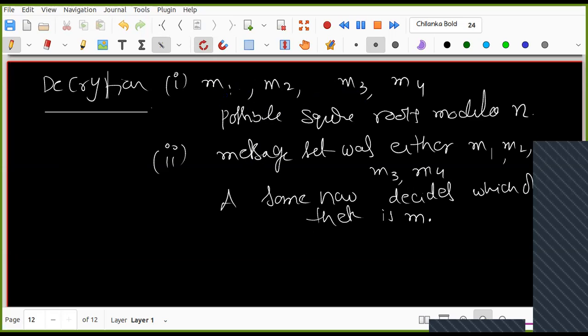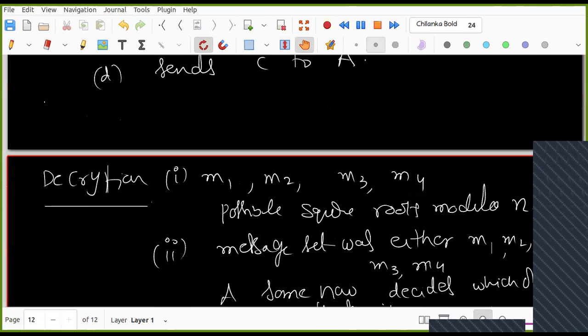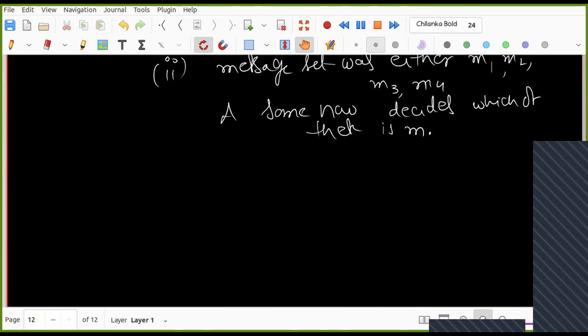Computing M1, M2, M3, M4 depends upon P and Q, but P and Q are known only to A, so he can compute them. The problem is how to check which one is the actual correct message. For example, other people are also able to compute M1, M2, M3, M4, and at least one of them is the correct answer. Is it okay?